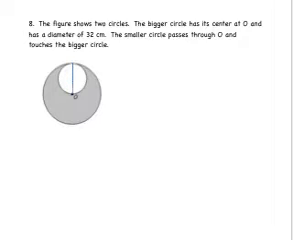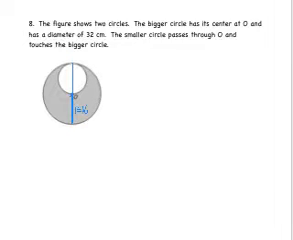So I know that the bigger circle has a diameter of 32 centimeters. If the diameter is 32, then the radius of the big one is 16, because 32 divided by 2 gives me 16.